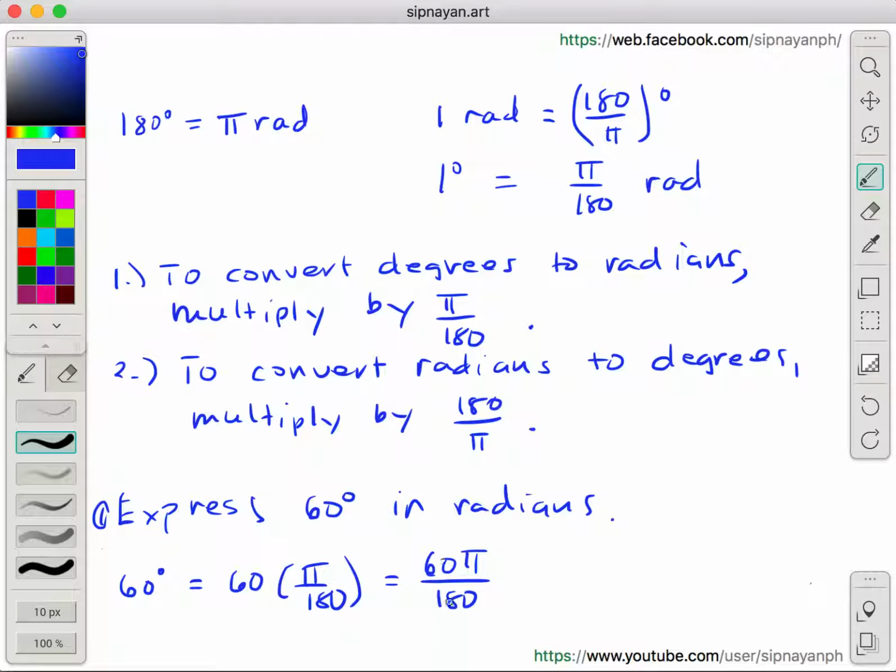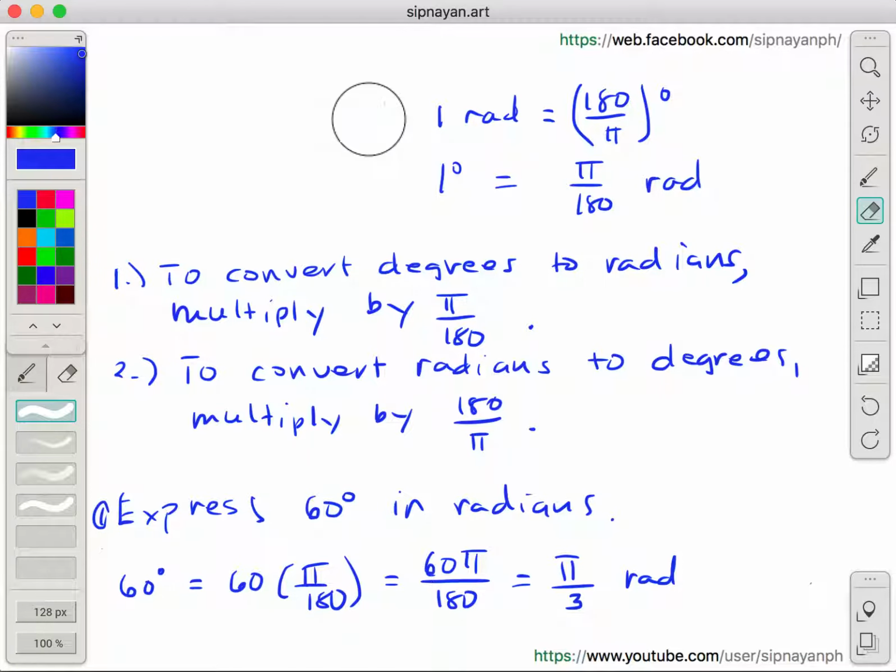And pwede tayo mag-divide ng 60 both the numerator and the denominator. No? 60 divided by 60 is 1. So 1 times pi is pi. And 180 divided by 60 is 3. No? So magiging pi over 3 radians. Okay.